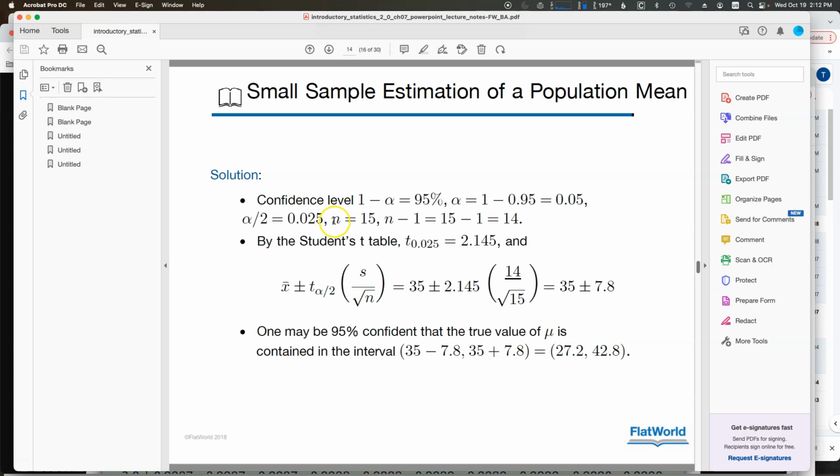We have a sample size of 15. That would give us 14 degrees of freedom. That's n minus 1 is our degrees of freedom, so 15 minus 1 gives us 14 degrees of freedom. And now instead of a z statistic, we're calculating a t statistic. So we need to calculate the t statistic at 0.025.